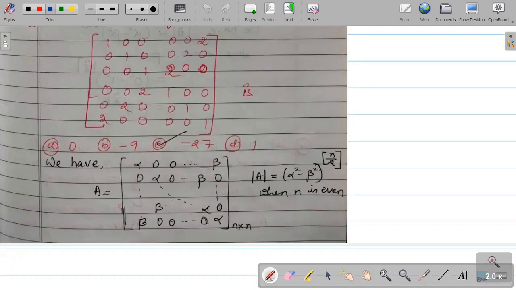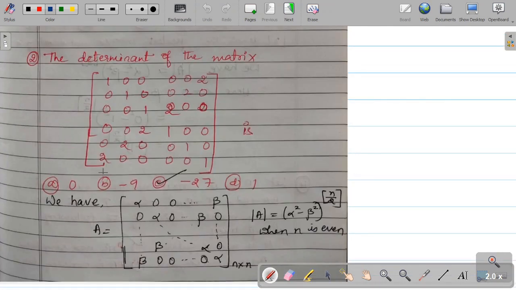Next, second question. The determinant of the matrix. This is the given matrix. We have a formula. If you have any matrix with main diagonal element alpha and the other element beta, then its determinant is given by alpha square minus beta square to the power greatest integer of n by 2. So this value is nothing but the greatest integer function. You can represent it like this also.